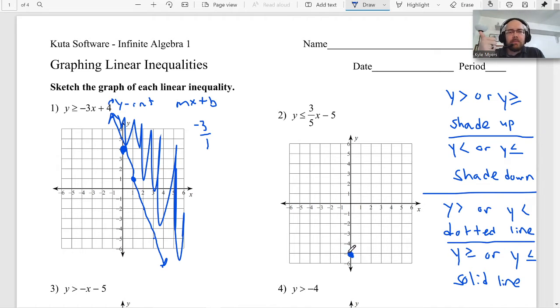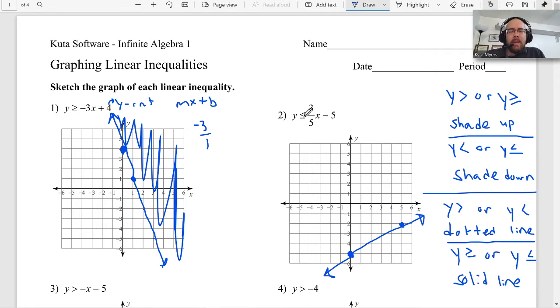Step 2, use the slope. What is the slope? It's rise 3, run 5. 1, 2, 3. 1, 2, 3, 4, 5. There it is. So step 1, y-intercept. Step 2, use the slope to get another point. Step 3, solid or dotted? What do you think? Yeah, solid, right? Solid. That was y-intercept, slope, solid or dotted, shade up or down.